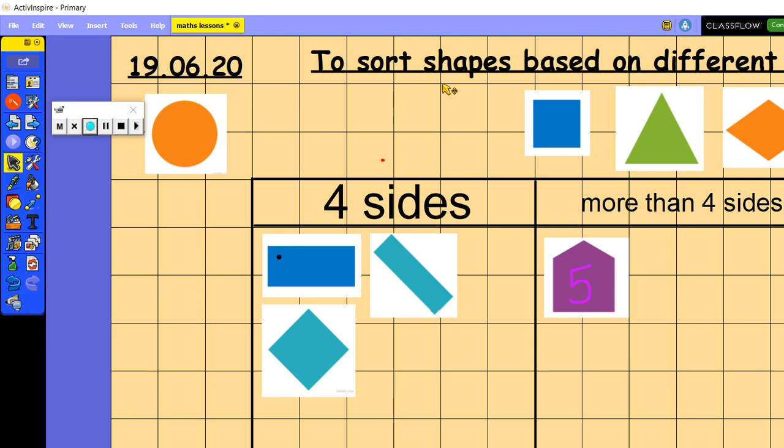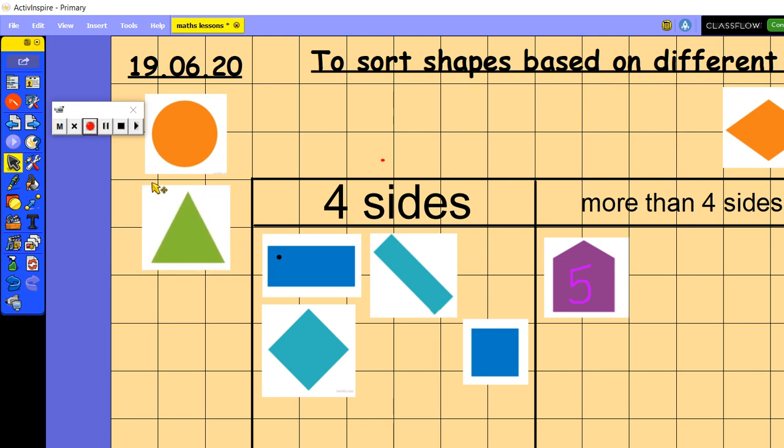So we've got a square. We've got 1, 2, 3, 4 sides to my square. So let's pop that in there. Then we've got a triangle. Now again, a triangle has 3 sides. So a triangle doesn't fit in the category of 4 sides, but it also doesn't fit in the category of more than 4 sides. So I'm going to put that one over here.